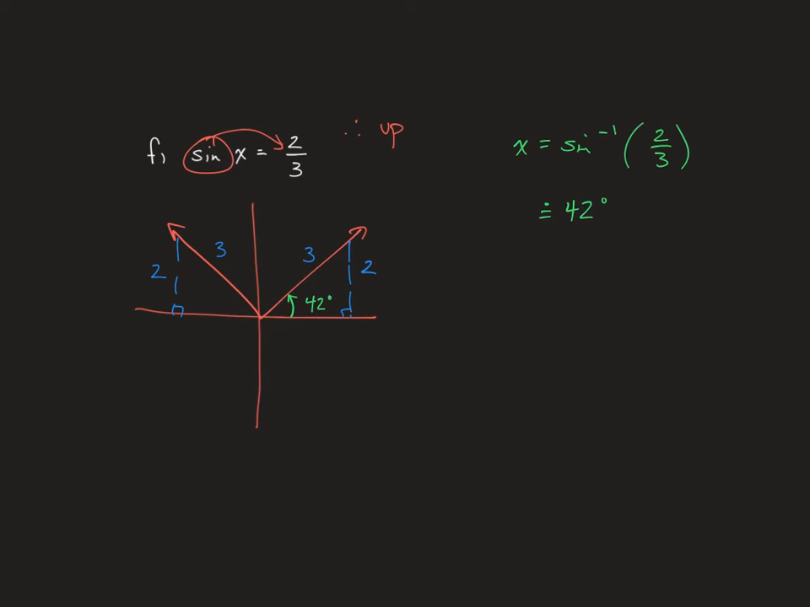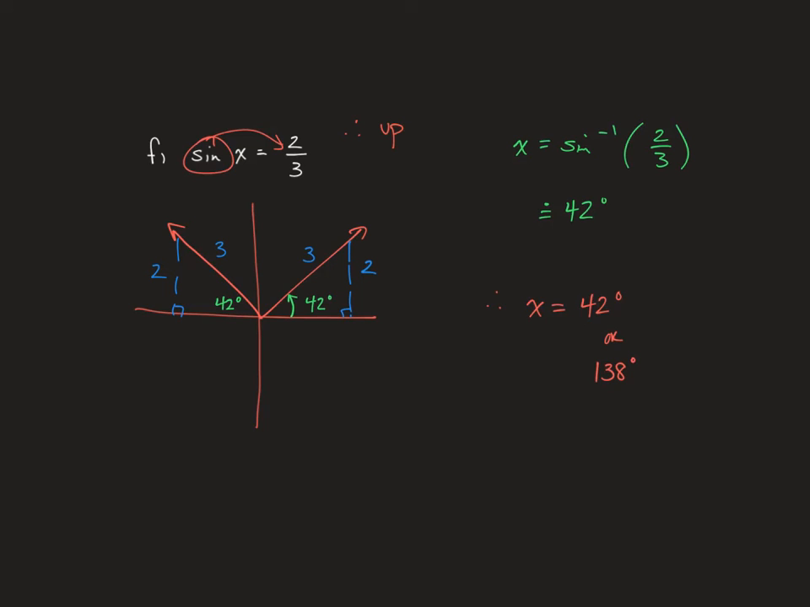Well, if that angle is 42 degrees, then this related acute angle must also be 42 degrees. And we can then solve for x by saying our terminal arm is in quadrant 1, or it's in quadrant 2, which would be 180 minus 42, or 138 degrees.